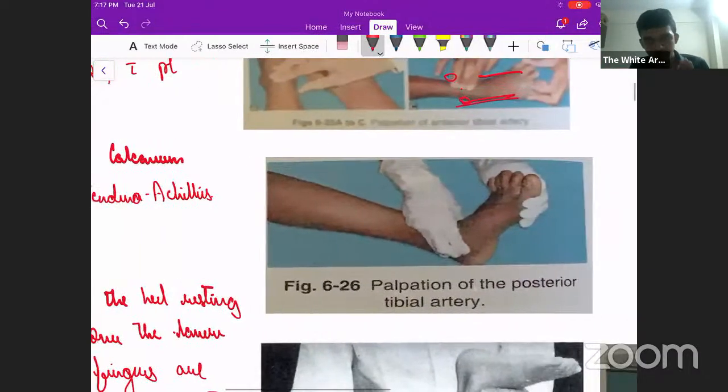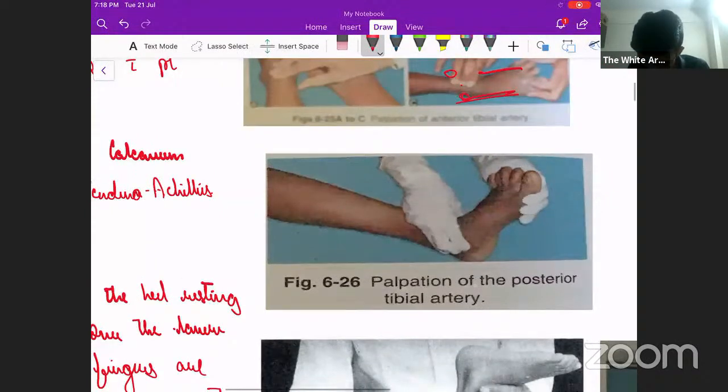Again, if you dorsiflex, it might be a bit easier. Palpation of the posterior tibial artery, midway between the medial malleolus and the tendon of Achilles. Go and feel for it.